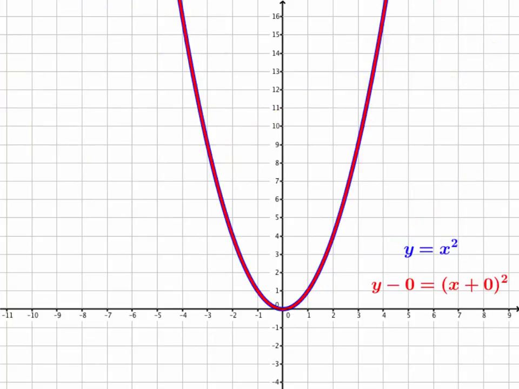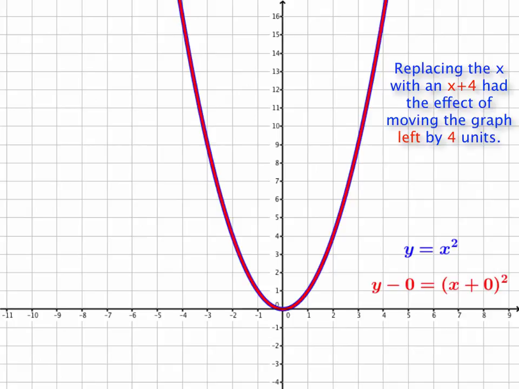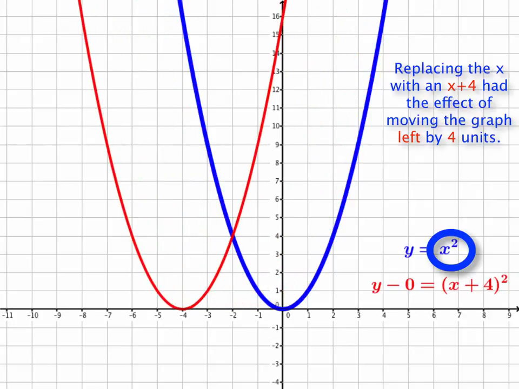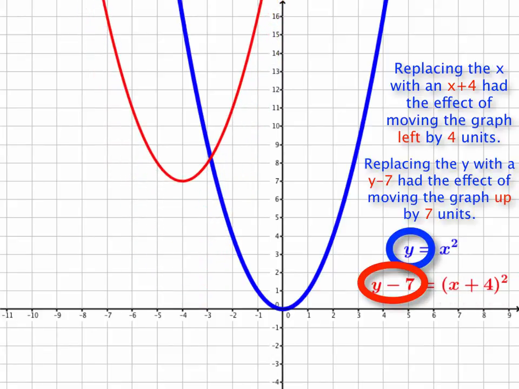And again, these manipulations are going to have the exact same effect on the graph no matter what graph it is. Here's our standard parabola, y equals x squared, and replacing the x with an x plus 4 still has the effect of moving our graph to the left 4 units. And replacing the y with a y minus 7 still has the effect of moving our graph up 7 units.